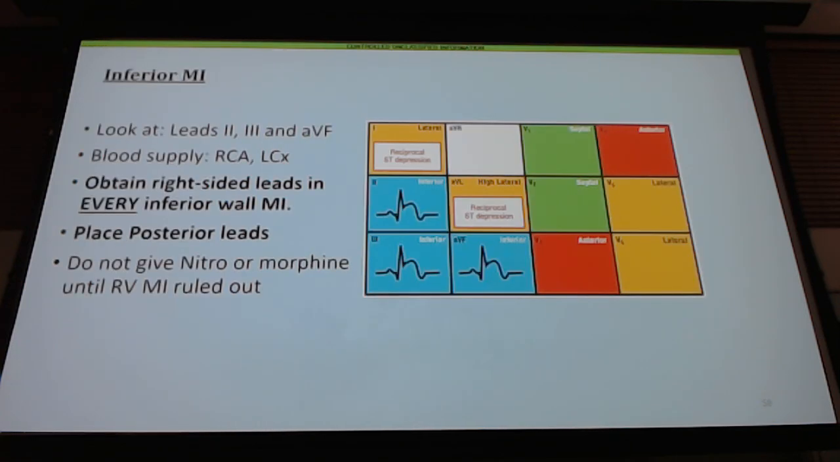So when you have an inferior wall MI, we have to determine, is this isolated to just the inferior wall, or does this involve the right ventricle? So we're going to need to do that right-sided EKG. But because a large portion of the population get their perfusion to the posterior wall from the right coronary, we also should do a posterior EKG to make sure we're not having perfusion deficits to the posterior wall.